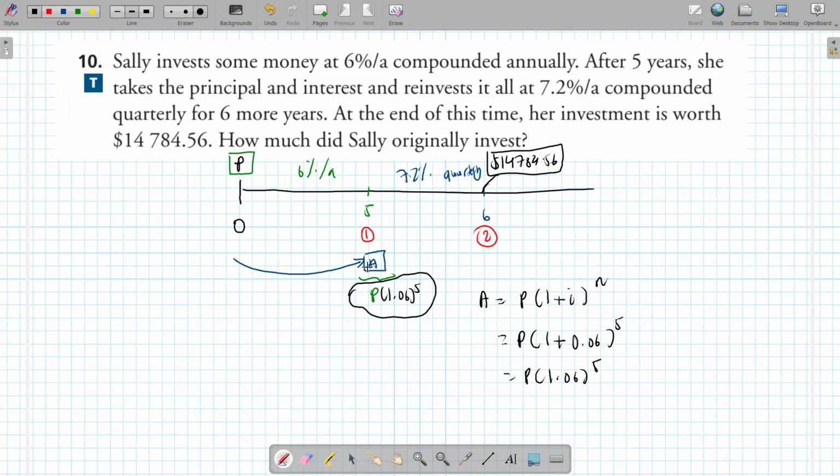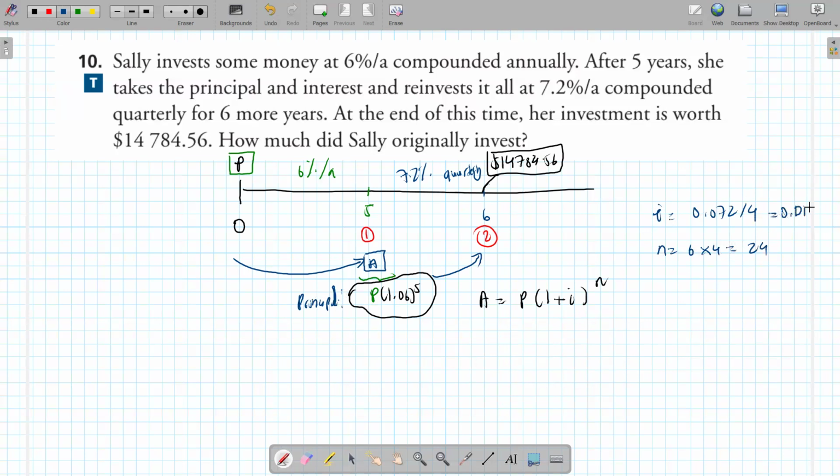But what she did was she took this amount and then she invested it for a further 6 years. So this right here will be our new principal. Now we're going to reinvest it for 6 more years. So now we're right here. We need to go from here to here. It's been compounded quarterly, sorry. So your interest rate will be 0.072 divided by 4. And your n will be 6 times 4, which is 24. Like that. 0.072 divided by 4.